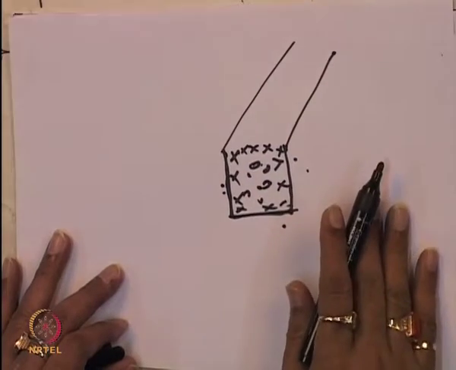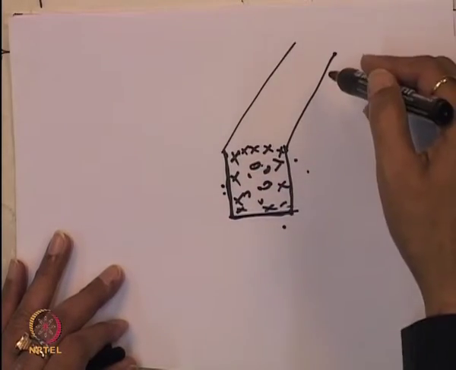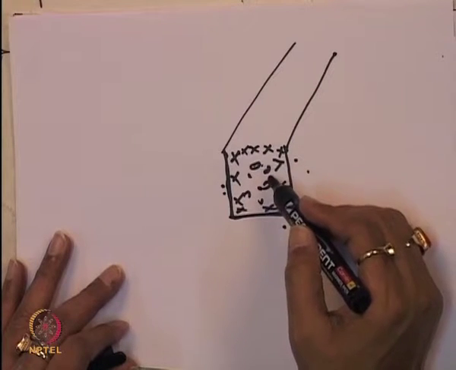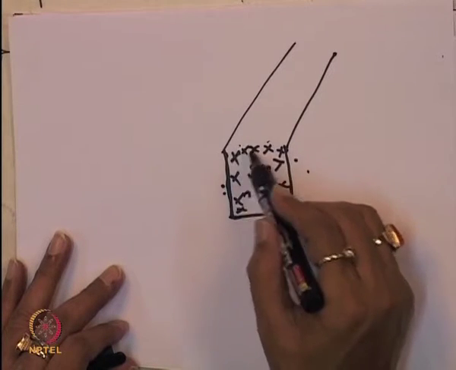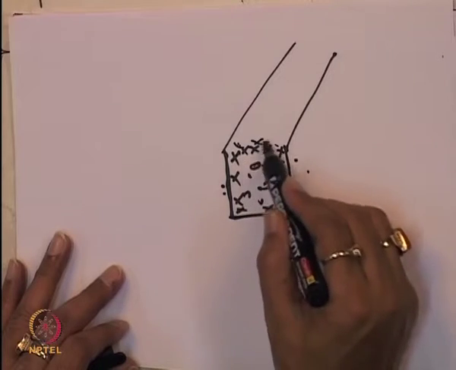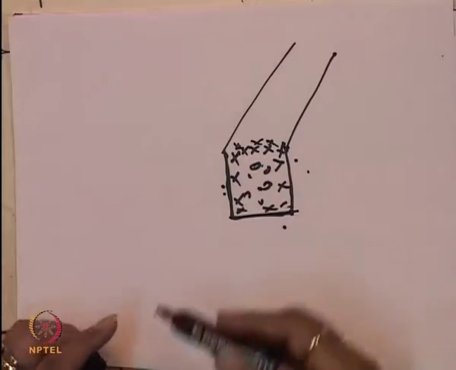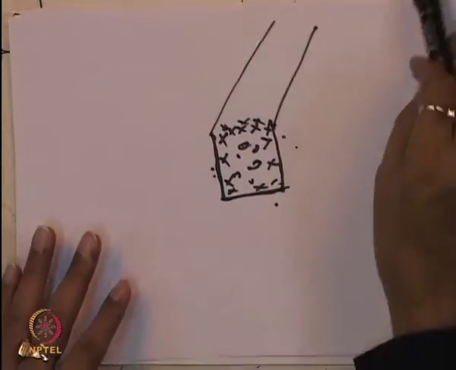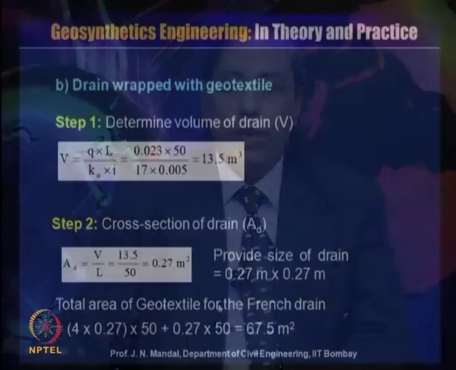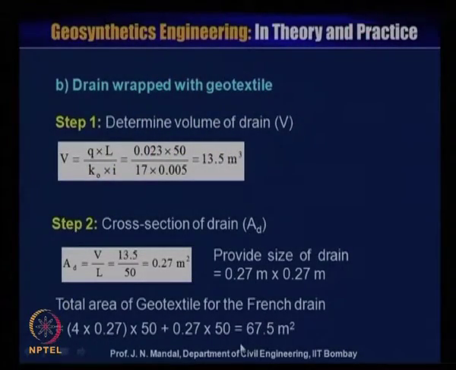and also you have to give another overlap along this length. That is why this is the fourth side you have to give, plus you have to give another overlap on the top. That means 0.27 along this length of 50 meter. So, that is why the total area of the geotextile for the French drain requires about 4 into 0.27 into 50 meter length plus 0.27 wrap into 50, that means 67.5 meter square.